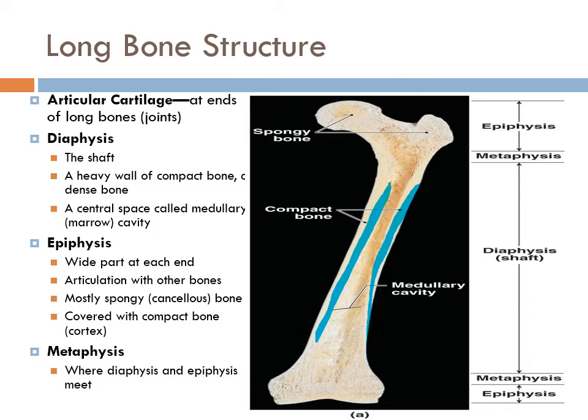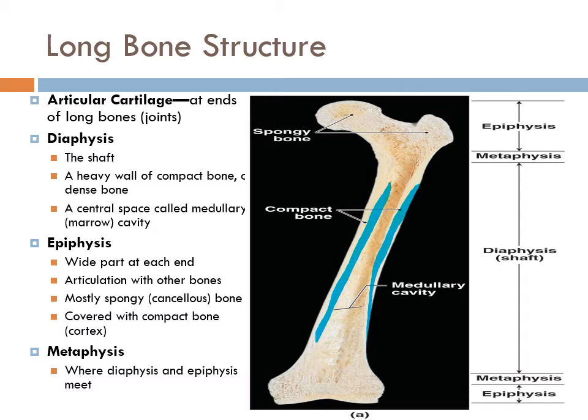So it's an open cavity where the bone marrow is. And there's some spongy bone in there, but we have compact bone on the outside. So it's very hard and resists stresses that are put upon it through holding up the weight of your body. So the diaphysis is the shaft of the long bone. It has that wall of dense compact bone surrounding a central medullary or marrow cavity.